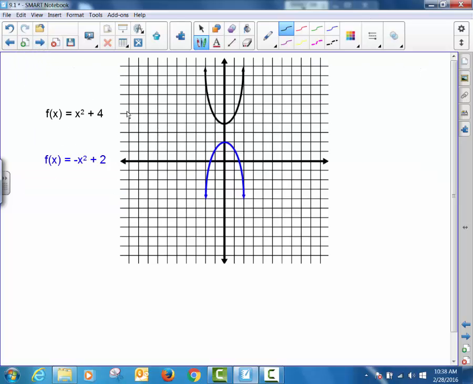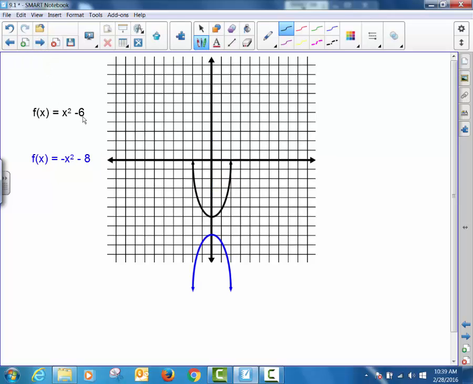So, the black one here is x squared plus 4. The parent function would have started here, but this one goes 1, 2, 3, 4 up. Okay? On this one, the parent function would have faced up and started at the origin, but the negative sign caused it to flip. So it flipped downward, and it moved up 2 places because of the positive 2. x squared minus 6 is the black one here. It moved down 1, 2, 3, 4, 5, 6 places. Negative x squared causes it to flip, and it moved down 8 places.